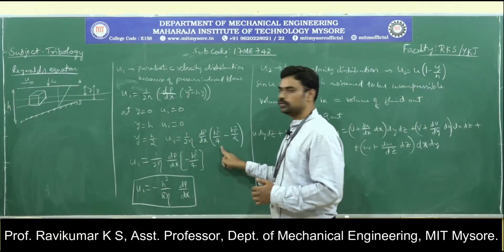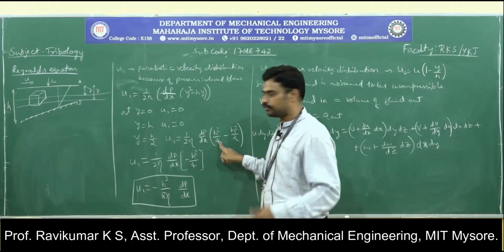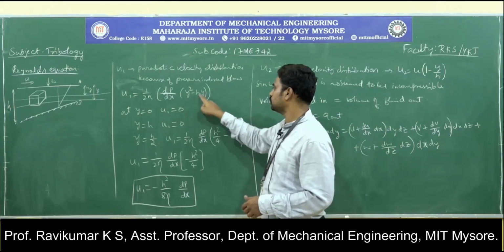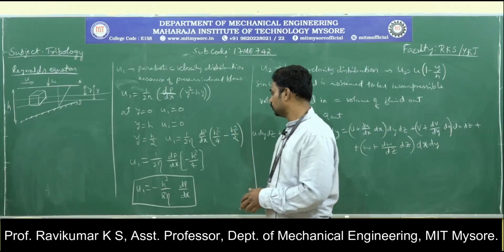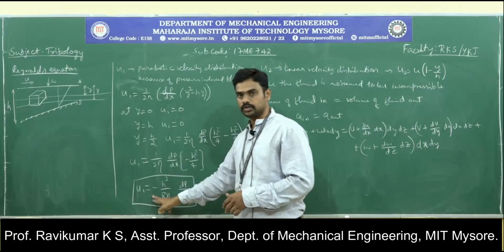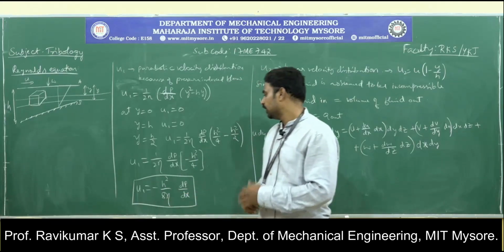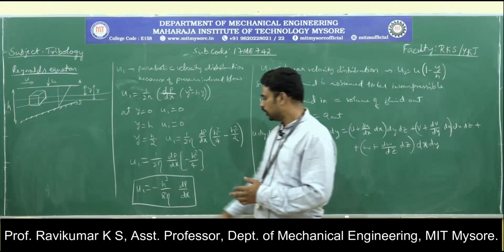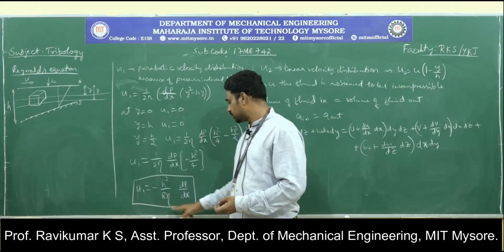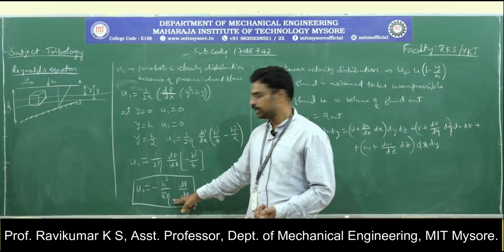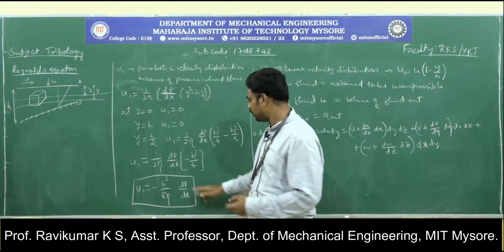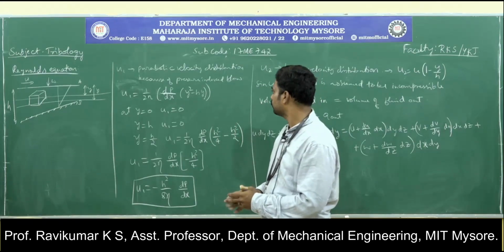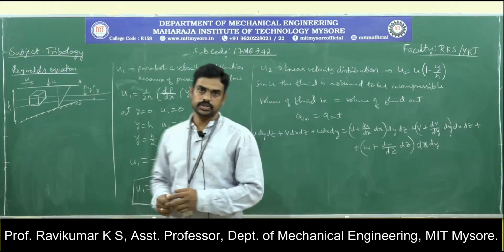in the place of y, h by 2, so h square by 4 minus h square by 2. This is h by 2, so h into h square divided by 2. If you simplify, you will get U1 is equal to minus h square by 8 eta into dP by dx. So U1 depends on the viscosity of the oil considered, then the height and the pressure gradient. This represents the parabolic velocity distribution.